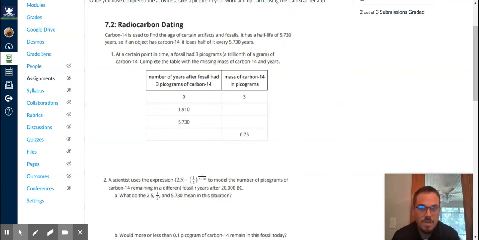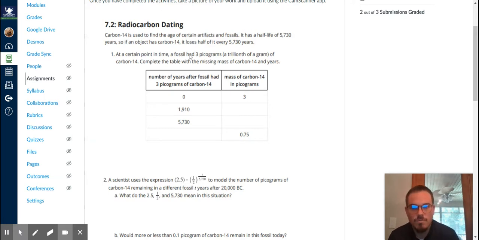So the half-life of carbon-14, which just means that it breaks down by half, is almost 6,000 years. So if an object has carbon-14 in it, it loses half of that carbon-14 every 5,730 years. At a certain point in time, a fossil has 3 picograms, or a trillionth of a gram, of carbon-14. Big numbers here, but don't really worry about it so much. Complete the table with the missing mass of carbon-14 and years.